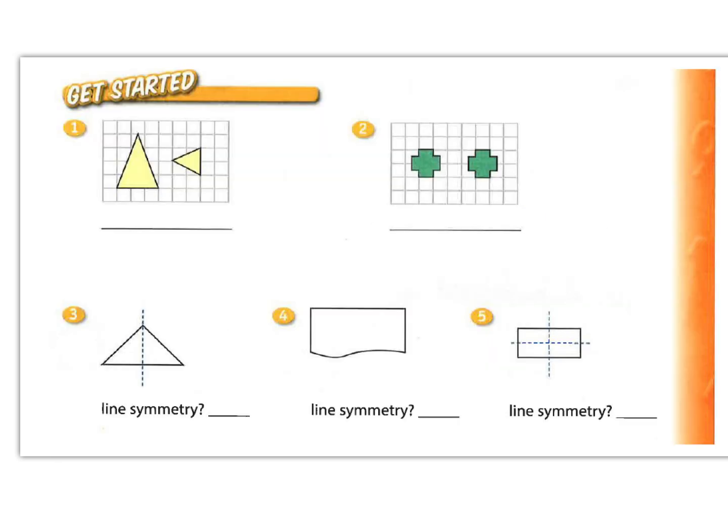So as a little bit of review, number one, they want to know if this is congruent to this shape. Well, if we stack these on top of each other, even if we turned this one, they would not be congruent because they do not match up exactly. So not congruent. But number two, we can see this shape is exactly this shape. So if we stack this on top of that, it will match exactly. So that is congruent.